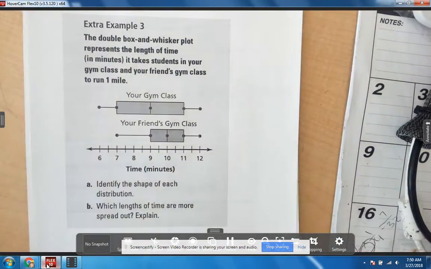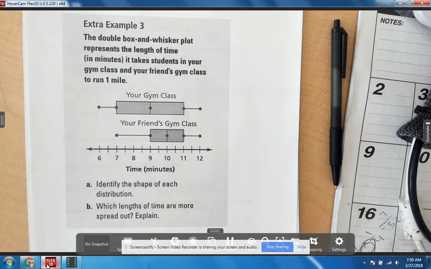Okay, so I'm going to have you try to answer these questions the same exact way I just did that one. So you pause and try this, and this is your last one.